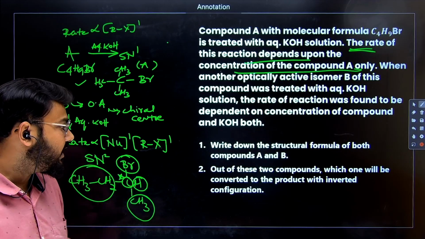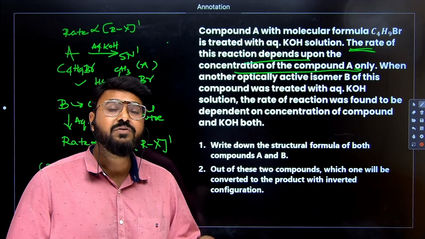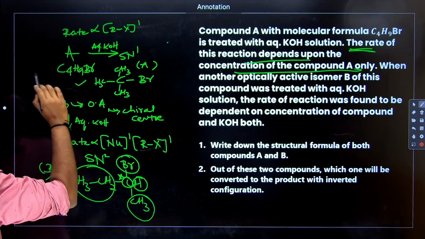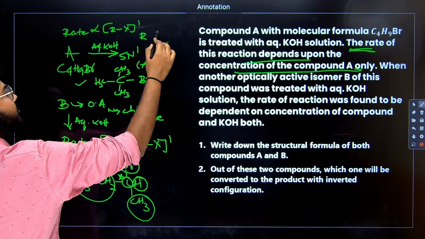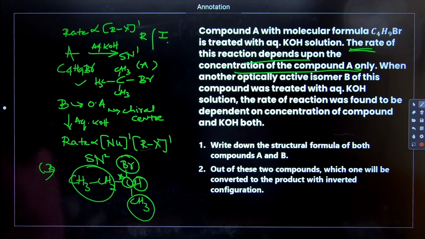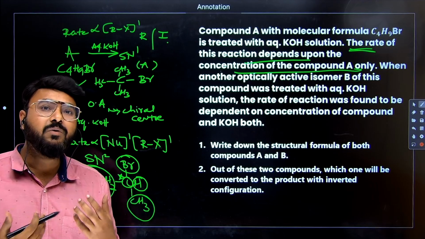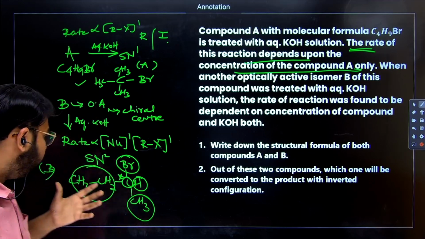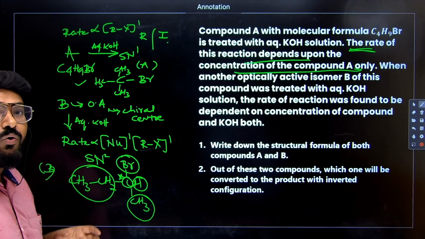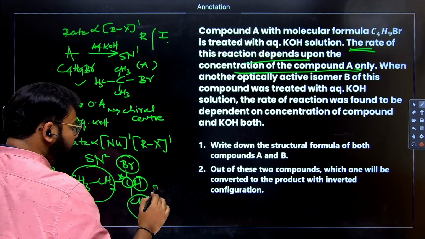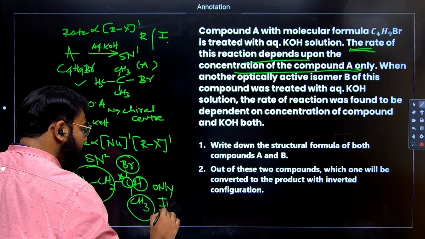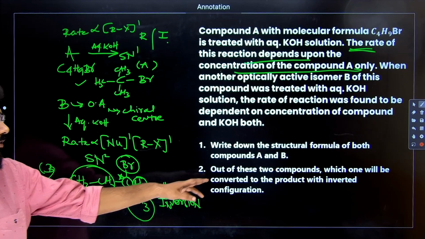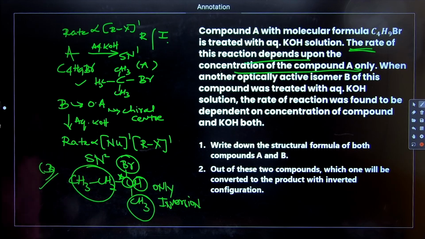Now the question is telling you out of the two compounds, which will give you only inversion. So we know in SN1, we get both retention and inversion. Okay. And when they both are formed in equal amount, what do we call it? Racemic mixture. Okay. But in SN2, we know we only get inversion. Only inversion products are formed. So that is why for the second question, answer will be isomer B.